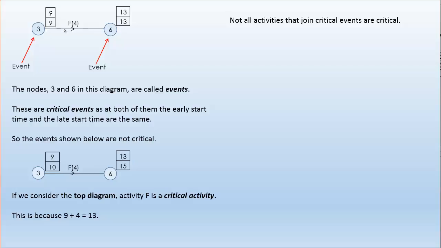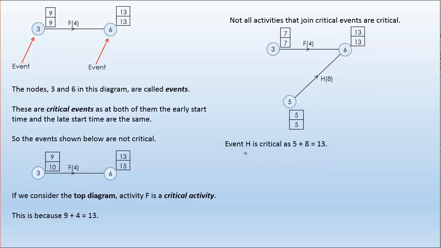However, just because you're between two critical events doesn't mean you're a critical activity. Consider this situation here. Event H is critical because 5 plus 8 equals 13. And note that this is a critical event, so is this, and so is this. But event F is not critical because 7 plus 4 doesn't equal 13.